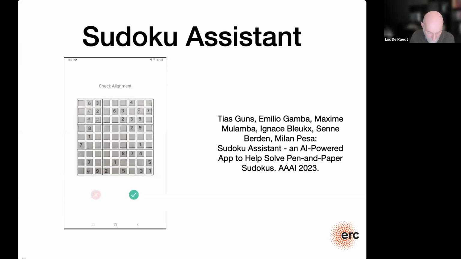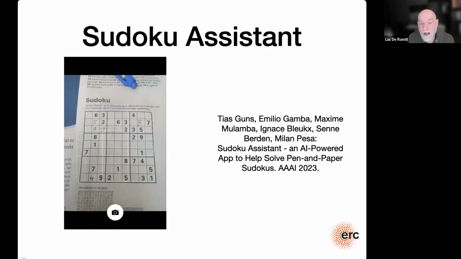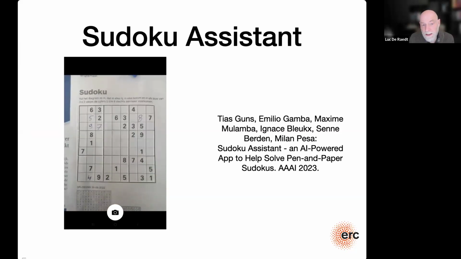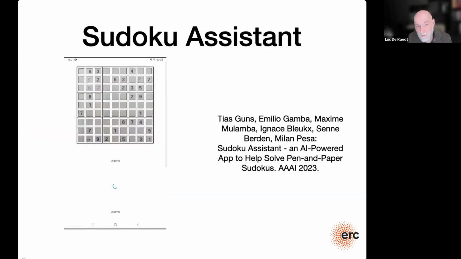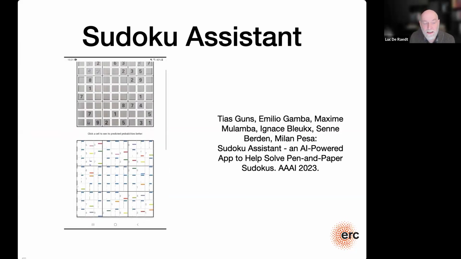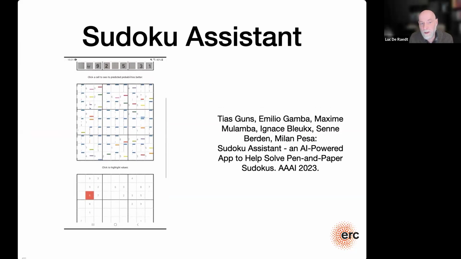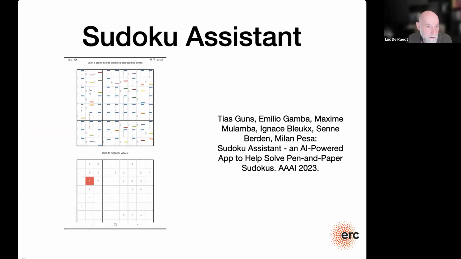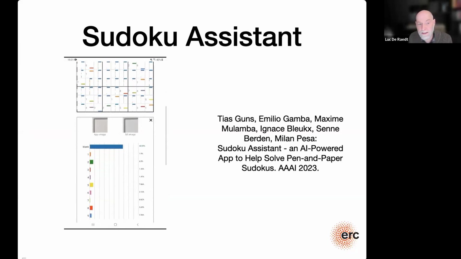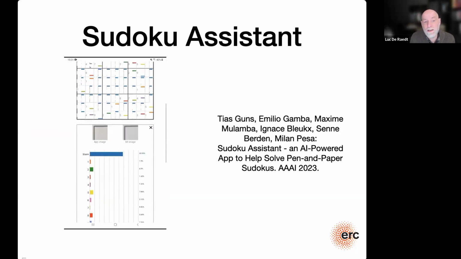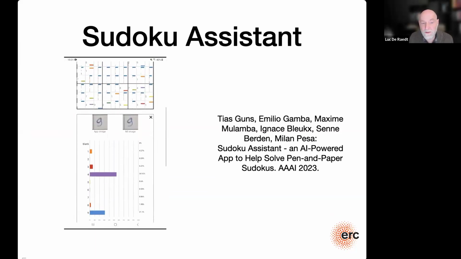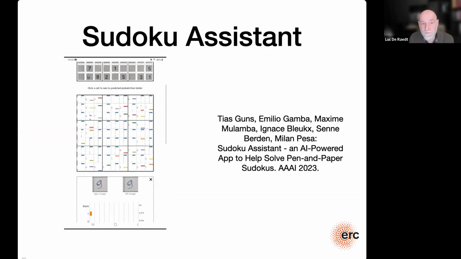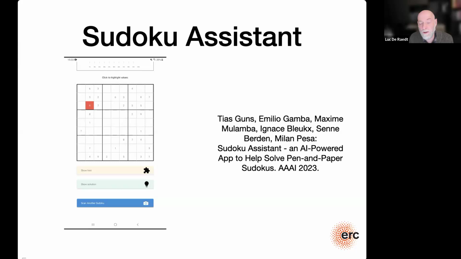Here is another example from one of my colleagues, Thias Guns, and what he is showing is his Sudoku assistant, which takes an image of a Sudoku puzzle and then tries to solve it. But it also has to recognize what is written in the puzzle. And even there, if you have high accuracies at the level of individual entries in the Sudoku puzzle, that doesn't guarantee you that you get the whole puzzle right.